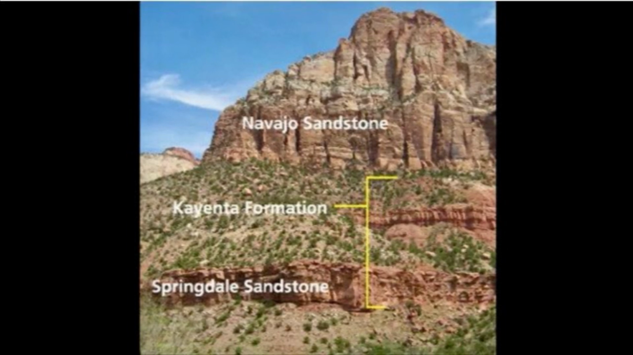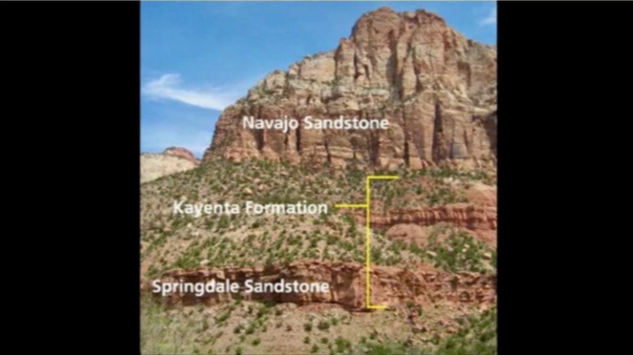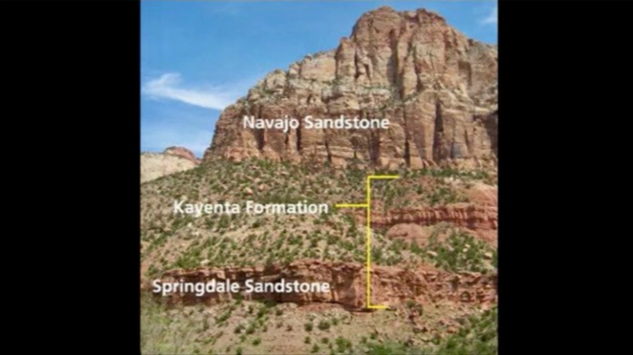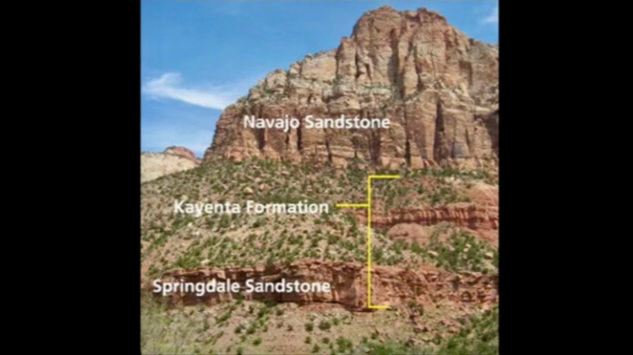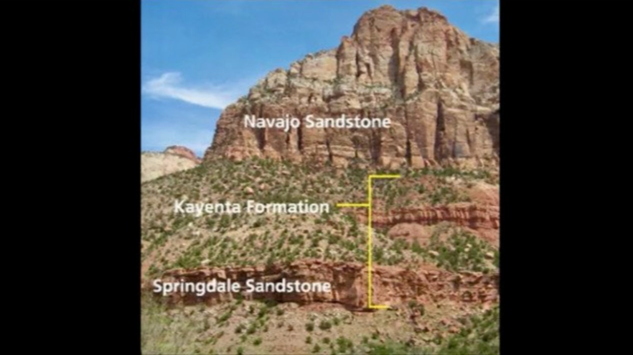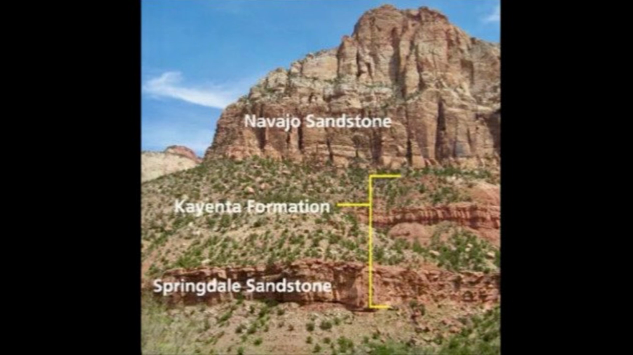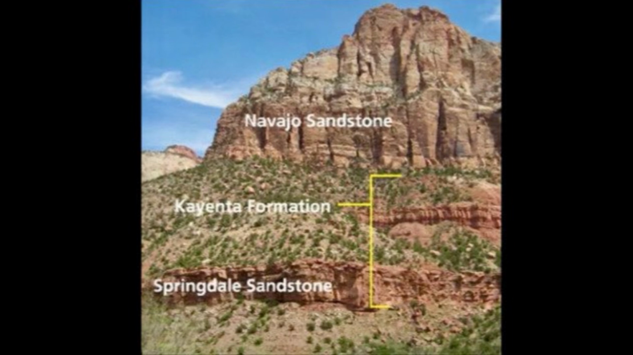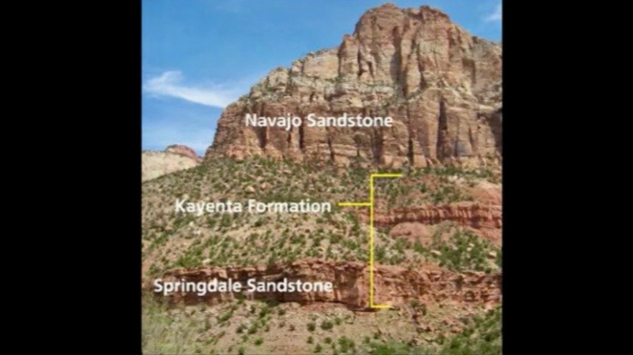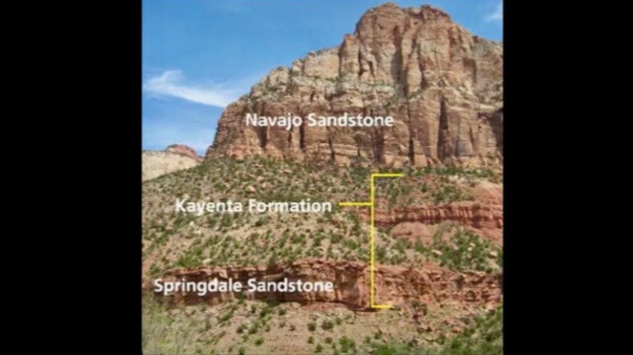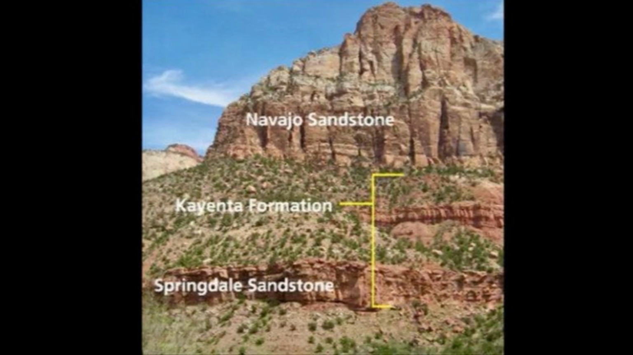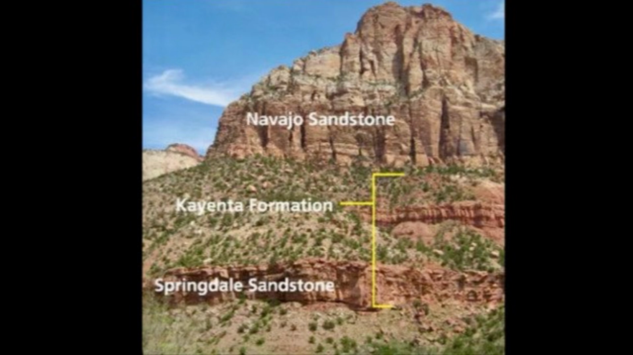Let's have a look. The Navajo sandstone represents the greatest sand dune desert that ever existed on Earth. The Navajo sandstone sticks up about 1,000 feet from its base to its top, and a bunch of it has already been eroded away, so it must have been massive in the beginning.